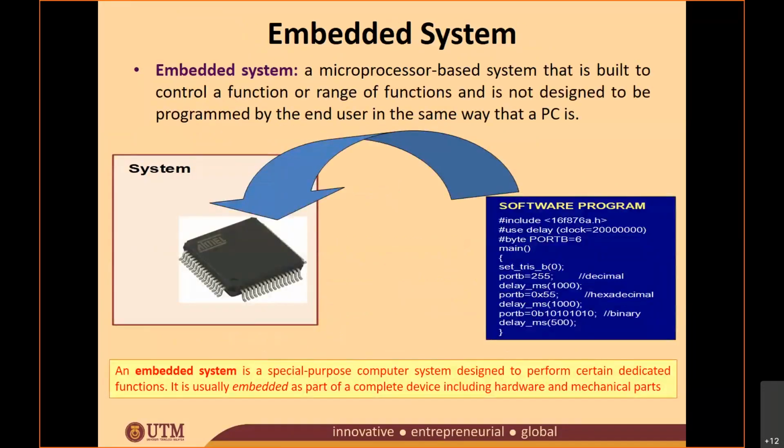Okay, so actually embedded system is a computer system with a dedicated function within a larger mechanical or electrical system, often with a real-time computing constraint. So this is a microprocessor-based system built to control a certain function. Setiap kali kamu jumpa embedded system, dia hanya akan boleh buat a certain function. Dia tak boleh buat function yang lain.